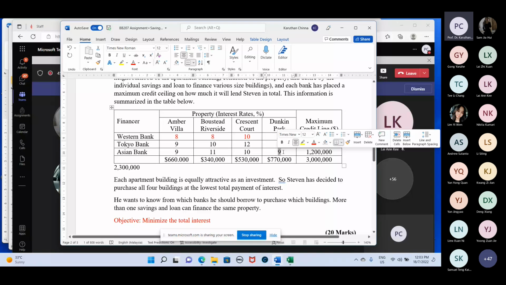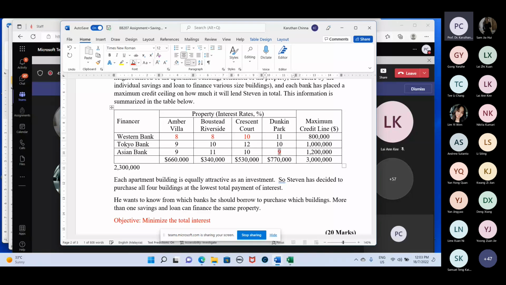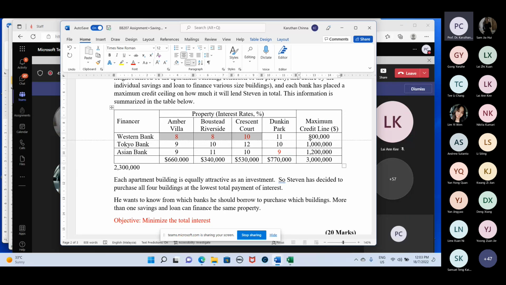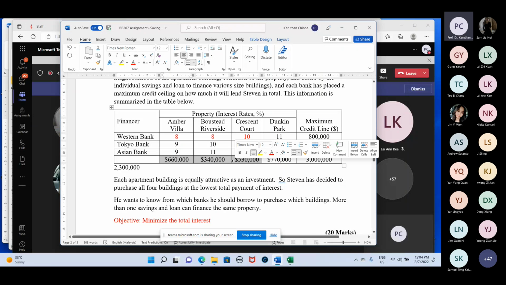But this is not an optimal solution, right? It can't be taken from Western Bank, all this. Western Bank only 800. But all this added together is more than 800, right? They can't be taking all from Western. So there must be some mix. I'm going to show you how to do Solver for this.